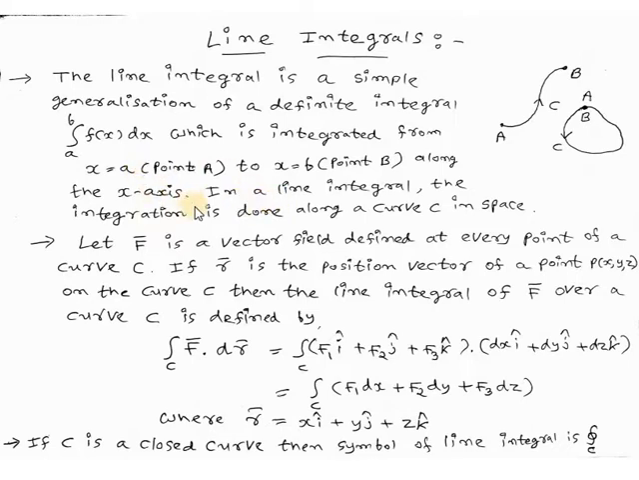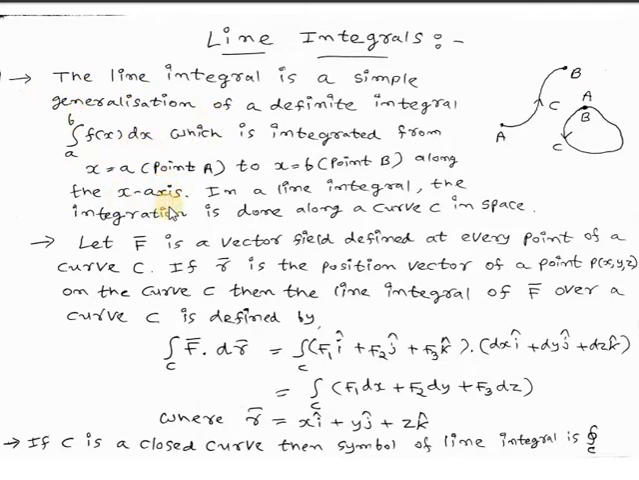In this line integral, integration is taken along the curve C. Here in your diagram you can see integration is taken from point A to point B along this curve, which is called C. So if we are integrating from point A to point B along a curve C, then this is called line integral. So line integral is given by integration from x equal to a to x equal to b. Here x equal to a means point A, and x equal to b means point B. So this is the basic introduction of line integral.